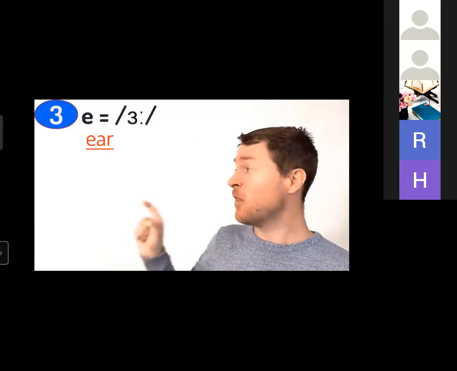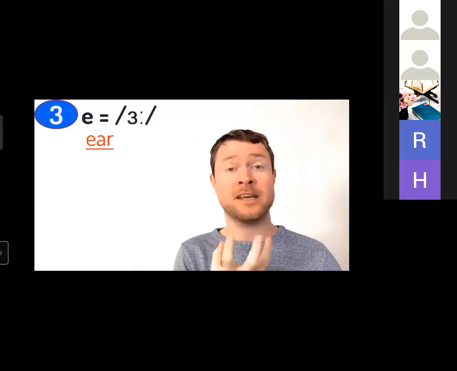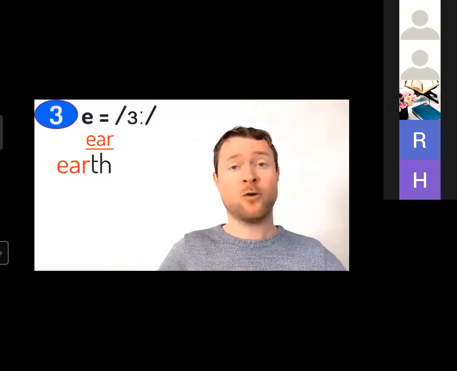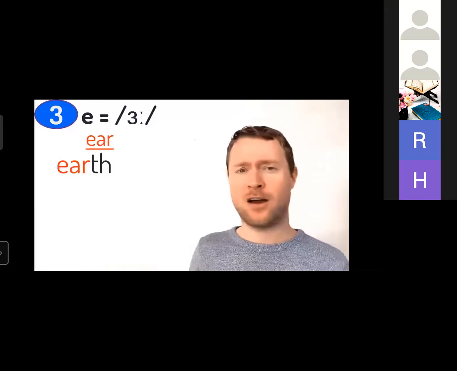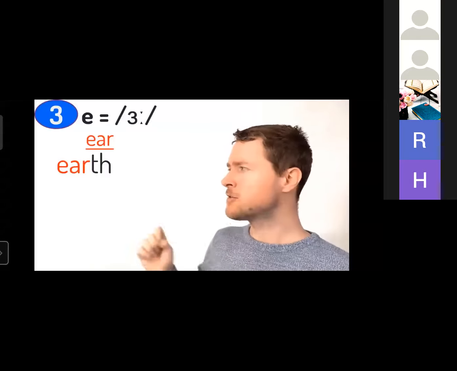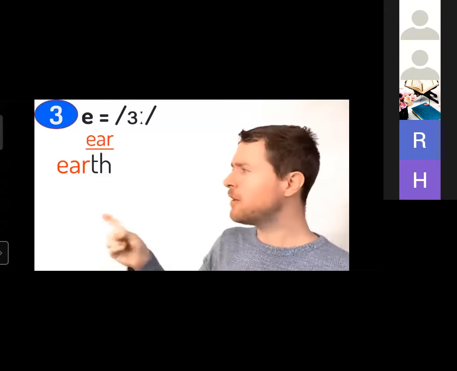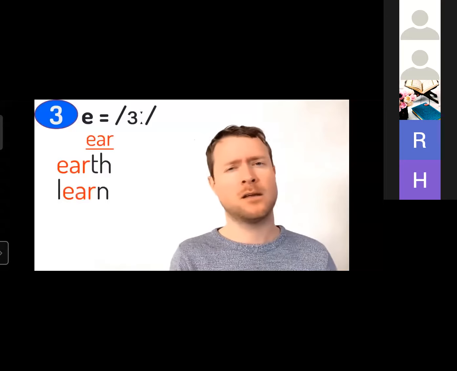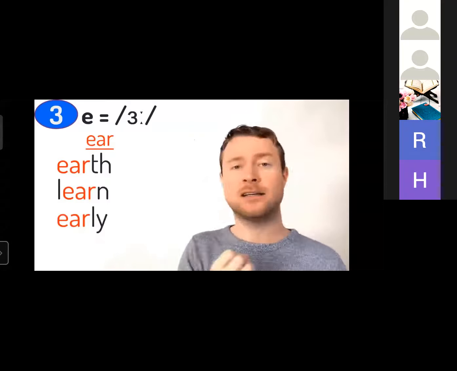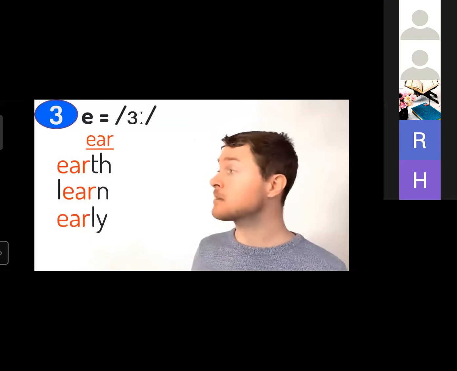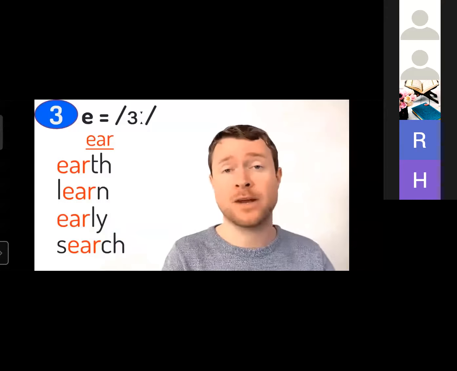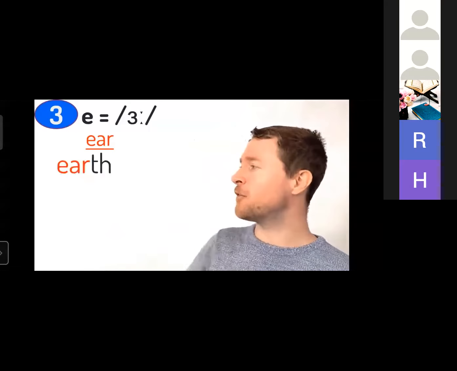E-A can be pronounced in so many ways in English. This time, E, A, and R together is pronounced this way. So in words like earth, we all live on planet Earth. If E-A-R is pronounced this way, then words like learn and early, and also words like search, follow the same pattern.